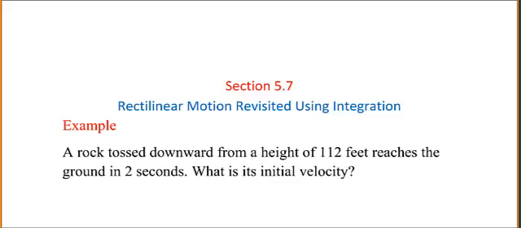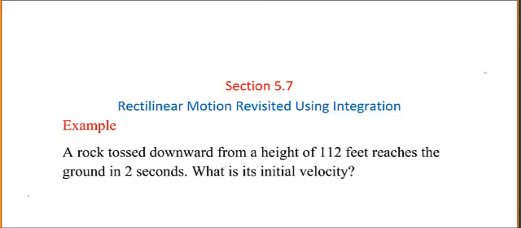All right, let's look at another example here. In this case, this is a situation: a rock is tossed downward from a height of 112 feet. It reaches the ground in 2 seconds. What was its initial velocity?